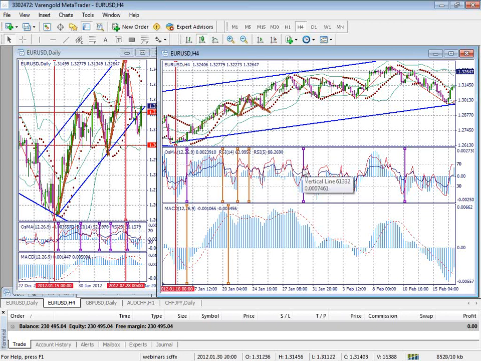We have the continuation of the signal from daily, but it's not confirmed by all the indicators. This means that we don't have a change of the trend. Here we have the last wave. This one is being considered.